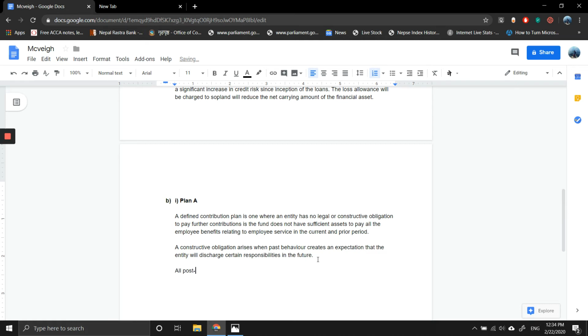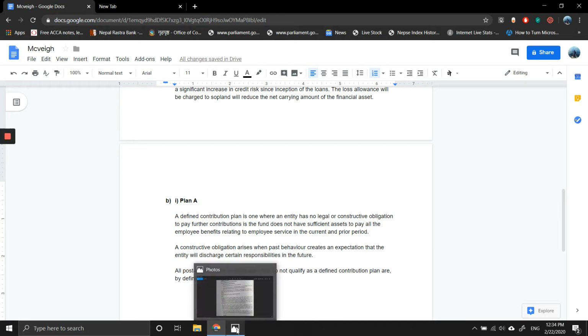All post-employment benefits plans that do not qualify as a defined contribution plan are by definition defined benefits plans. Alright, so in this case they still have an obligation, isn't it?